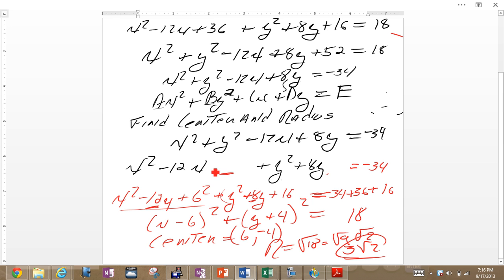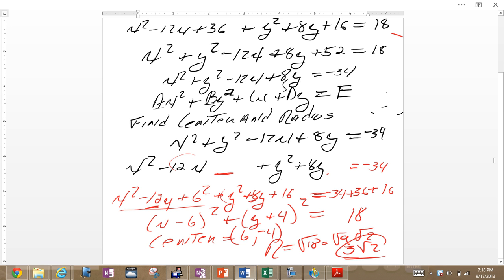The big thing there, completing the square, half the coefficient of the x term squared, add it to both sides. Add it to both sides. I have to stress that because I don't know how many times I see students make that mistake. Half the coefficient of the y term squared, 4 squared is 16. Add it to both sides. So there you have it.